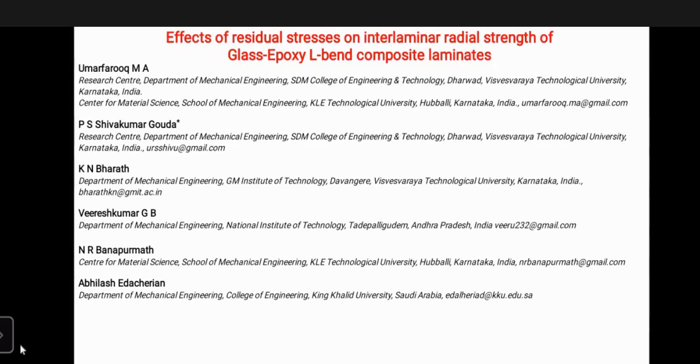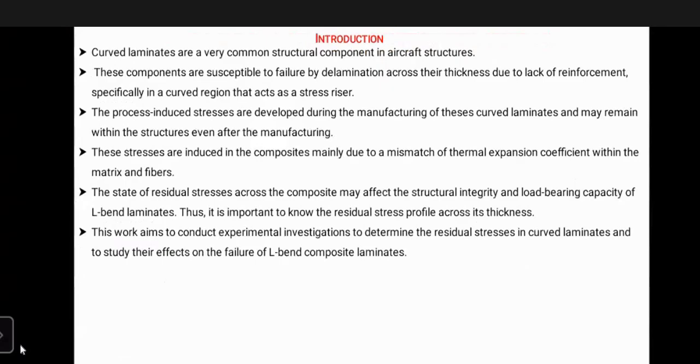The title of my work is Effects of Residual Stresses on Interlaminar Radial Strength of Glass-Epoxy L-bend Composite Laminates, and the contributing authors are given below.